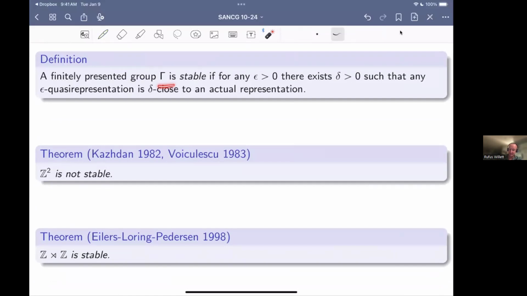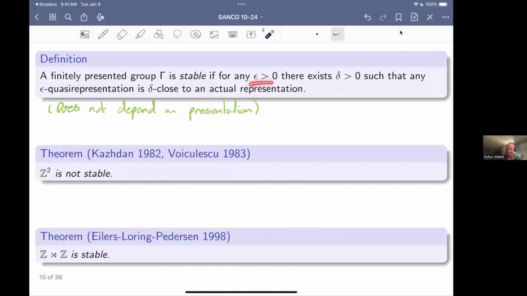Okay, so that's the formal definition of stability. If you have your finitely presented group gamma, it is stable if for any epsilon there is a delta such that any epsilon quasi-representation is delta close to an actual representation. Again, the delta does not depend on the N. And maybe just write down explicitly that this does not depend on the presentation. To define epsilon quasi-representation and delta close, you fix the presentation. But whether or not the group is stable does not depend on the choice of finite presentation. Of course, the specific delta that you get depending on the epsilon will depend on the finite presentation, but whether or not the group is stable does not.